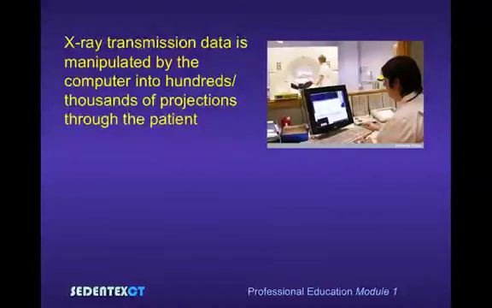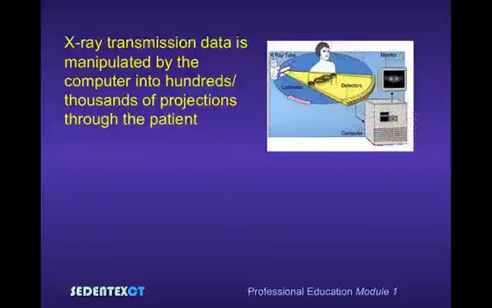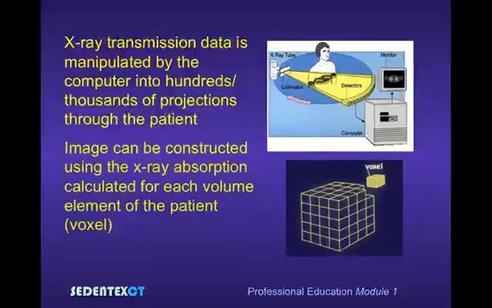Here's an X-ray CT scanner, but here diagrammatically is what's happening. X-rays are passing through the patient and being captured by X-ray detectors around the patient. This X-ray transmission data is manipulated by a computer into hundreds and thousands of projections through the patient. An image can then be constructed using the X-ray absorption calculated for each volume element of the patient, called a voxel.